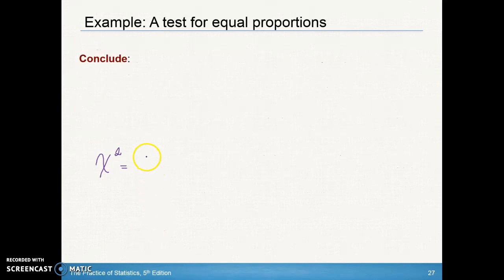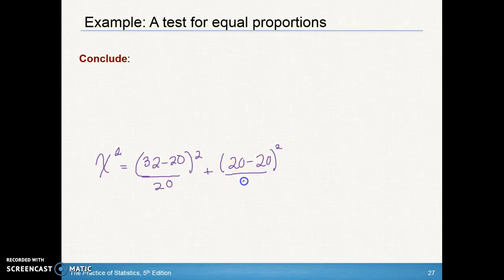So remember, it's your observed minus your expected. We observed 32 minus the expected of 20, squared, all over the expected, which is 20, plus your second one, which is our observed of 20 minus our expected of 20, squared, all over 20. Okay, and you don't have to write the rest of those out. So remember then, in list 1 you're going to put your observed, and in list 2 you're going to put your expected.